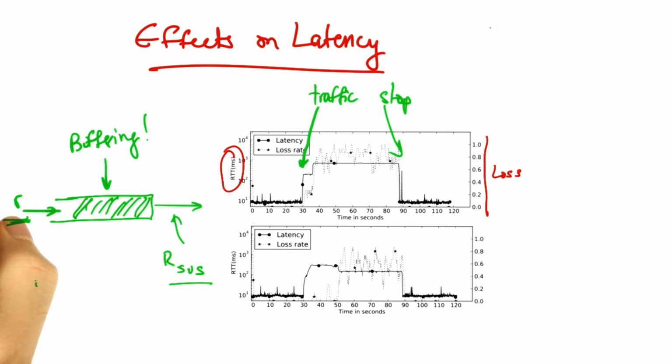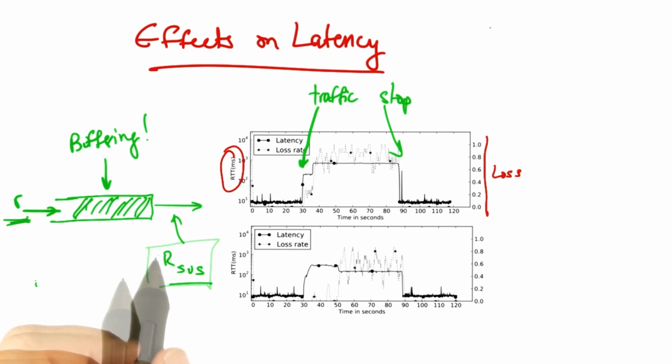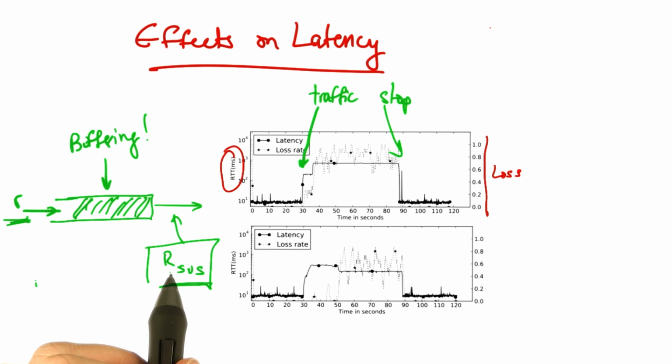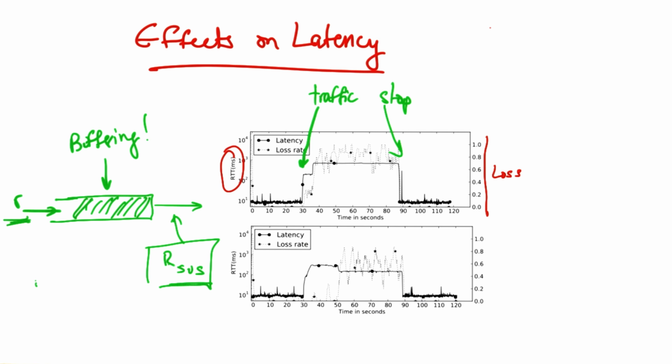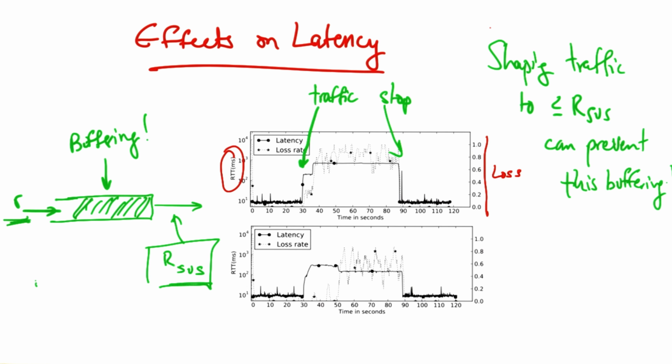To solve this problem, you might imagine instead that a sender might shape its rate never to exceed the sustained rate big R. If it did this, then it could avoid seeing these latency effects. So certain senders who are more interested in keeping latency under control than they are in sending at bursty volumes may wish to run a traffic shaper in front of a PowerBoost-enabled link. So shaping traffic to a rate of less than this sustained rate R can prevent this buffering.